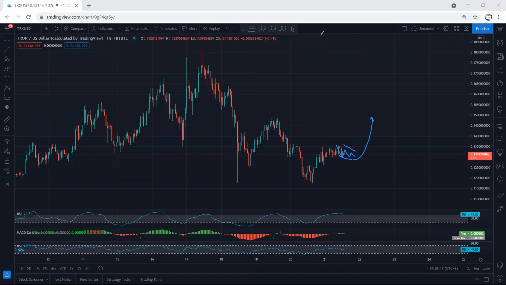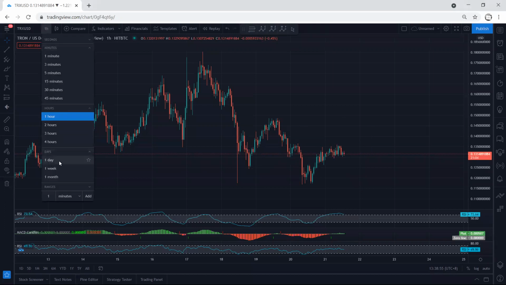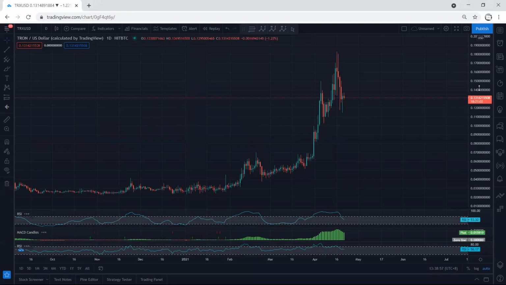Because if we want to look for a trade, we can expect the price to go for one more drop. Anyway, we start with the higher time frame. We start with the daily chart. We want to see what we have based on the daily chart.